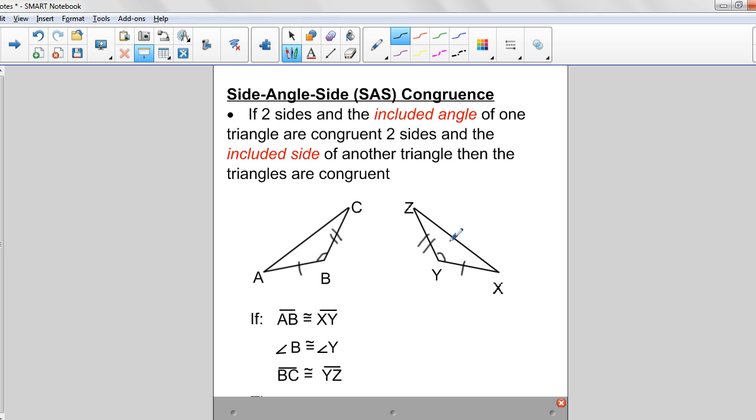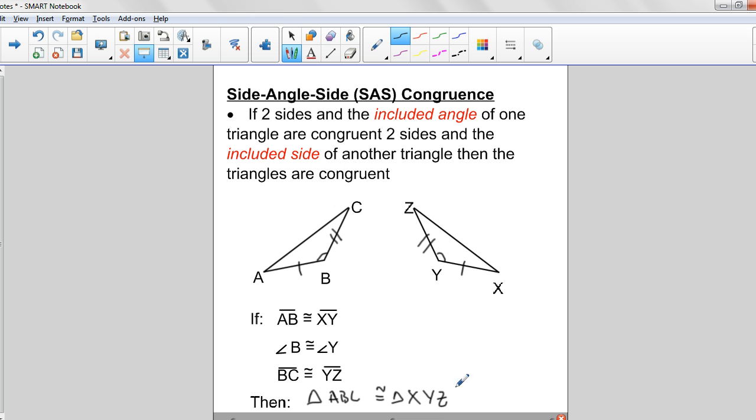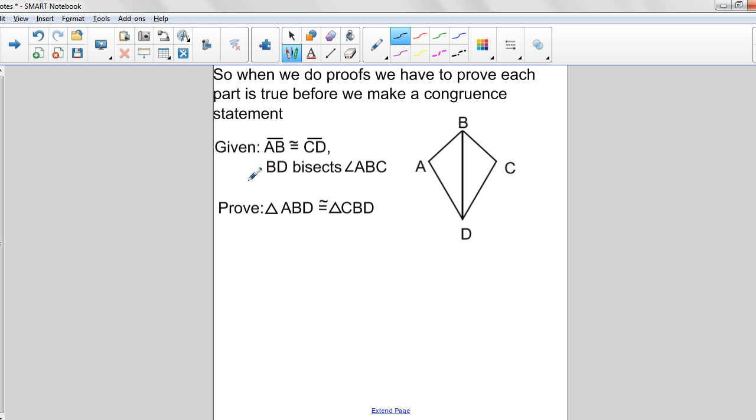So side, angle, side matches up with this side, angle, side, and therefore we can say that triangle ABC, we have to match up the letters, is congruent to triangle XYZ. A matches up with X, Y matches up with B, and Z matches up with C. So ABC is congruent to XYZ. We have proven the side, we have proven the angle, we have proven the side. We're going to do the same idea in this proof. So when we do proofs, we have to prove each part is true before we make a congruent statement.